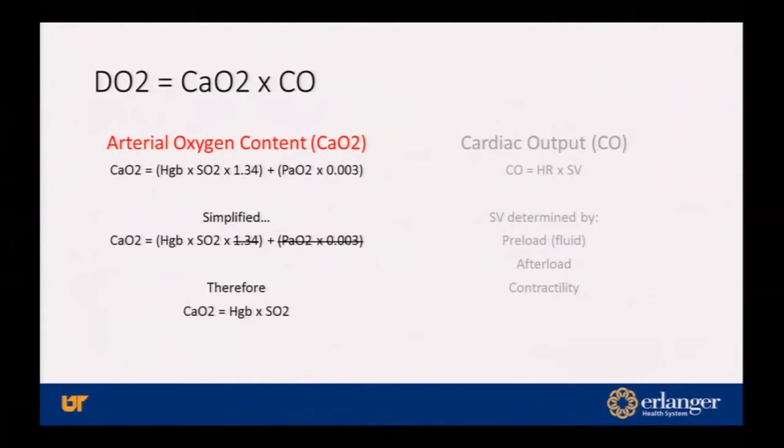But I'm a pragmatist, and I like everything to be simple. Our oxygen content starts as our hemoglobin times the saturation of oxygen times the binding coefficient of oxygen for hemoglobin plus the PaO2 times 0.003. But let's simplify. I can't do anything about that coefficient, right?